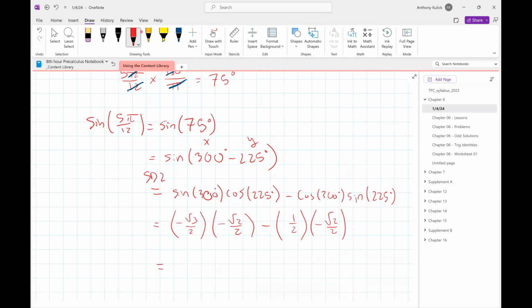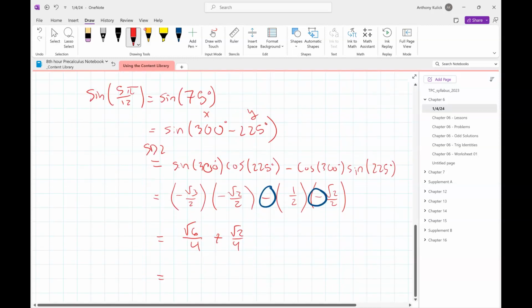Okay. Let's multiply these fractions. What do I get when I multiply the first pair of fractions together? Negative root 3 over 2 times negative root 2 over 2. Positive root 6 over 4. Very good. And then I notice here, negative times negative, or subtracting a negative, means I should be adding. Square root 2 over 4. Very good. And when I add those together, nothing I can do with the numerator, so I just write it as a single fraction and I'm done.